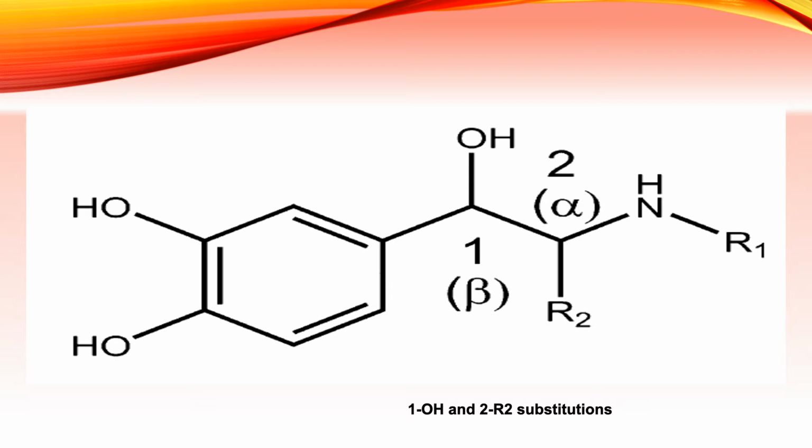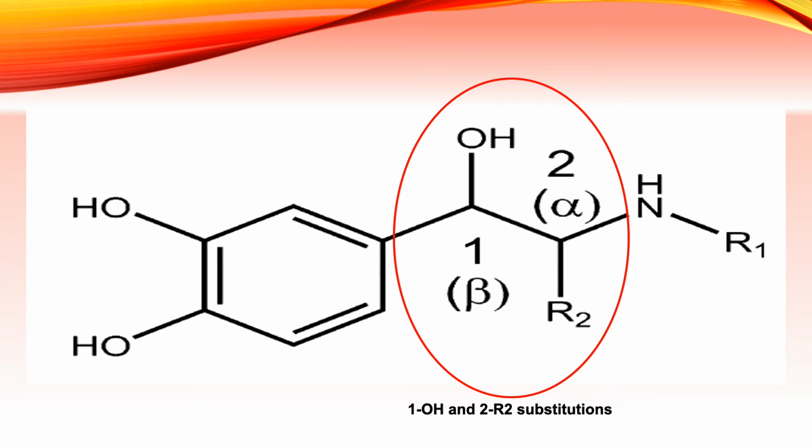Now, the second chunk of our structure is the bridge. This is called the ethyl bridge. So by default, our hydroxyl in the carbon 1 or the beta carbon is necessary to have adrenergic activity. So if you can see, carbon 1 is considered to be a chiral center.